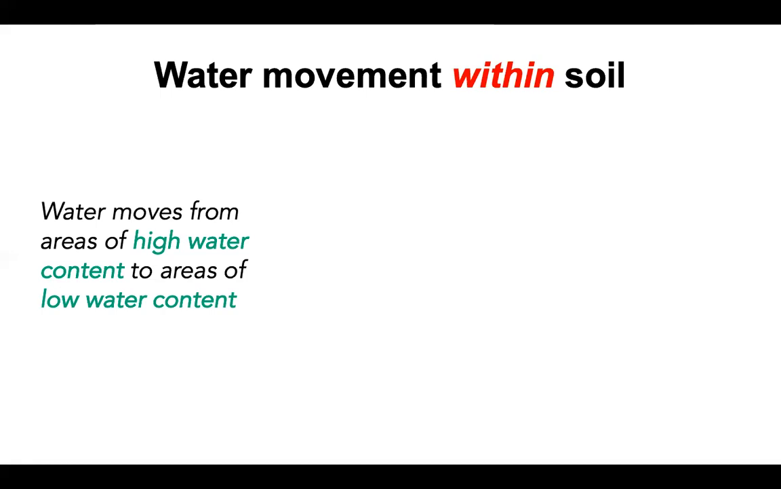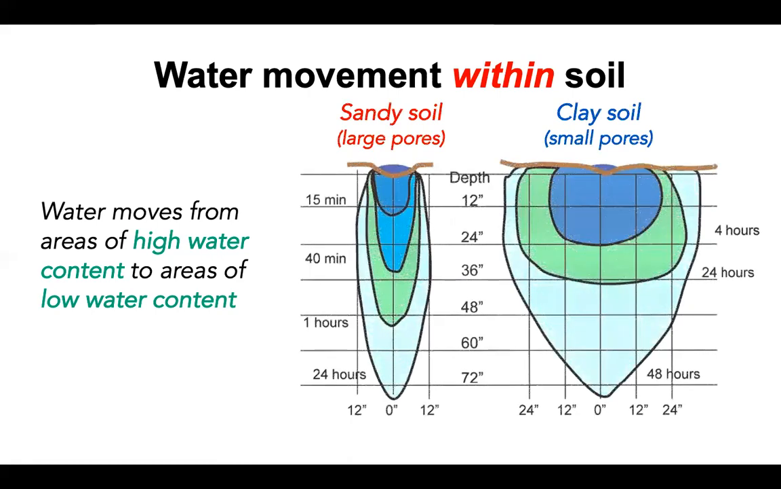I think this is somewhat intuitive, and we see lots of examples of that in our everyday life. In soil, it's a similar thing. When we have a wet area, that water moves to a drier area until it reaches some sort of equilibrium. Now, how do we decide where that equilibrium is? Well, there's a soil textural component to this.